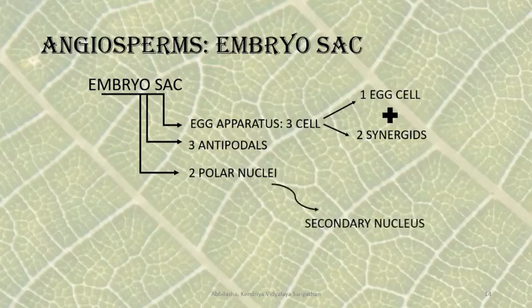The 2 polar nuclei fuse to form the secondary nucleus. So, the egg cell is haploid, the synergids are haploid, the antipodals are also haploid. The 2 polar nuclei are haploid, but they fuse to form the secondary nucleus, which is diploid.